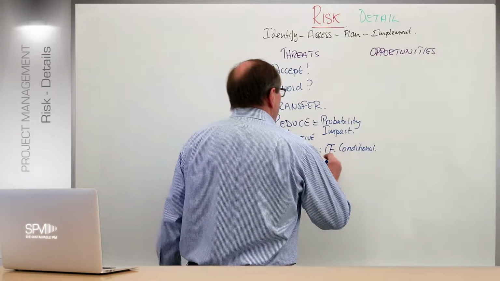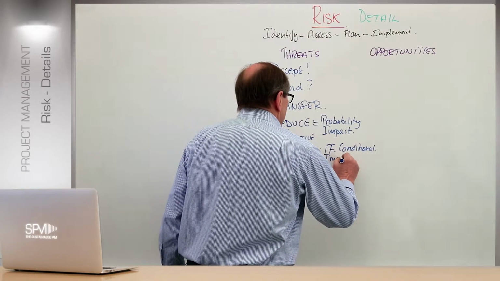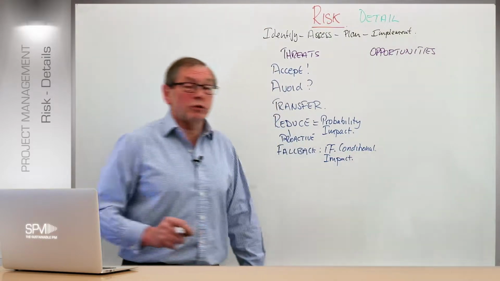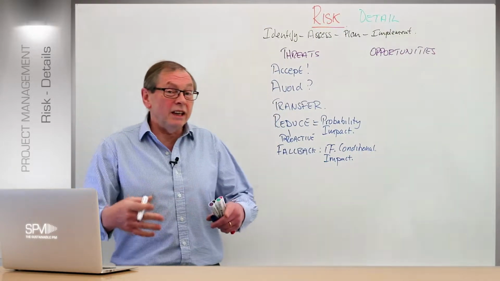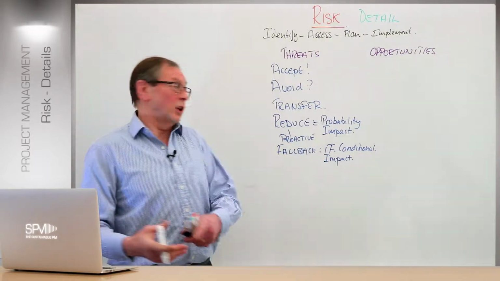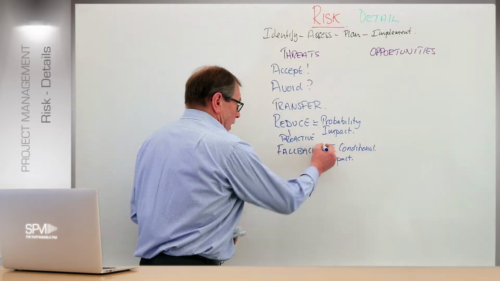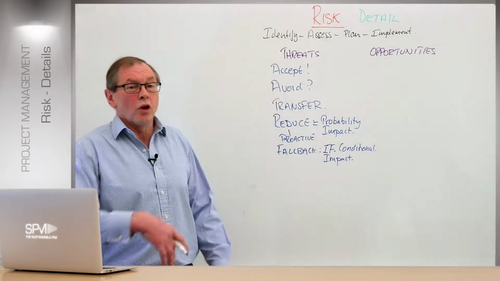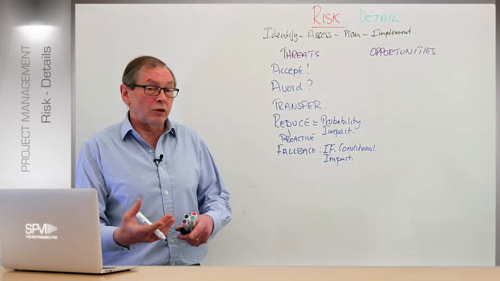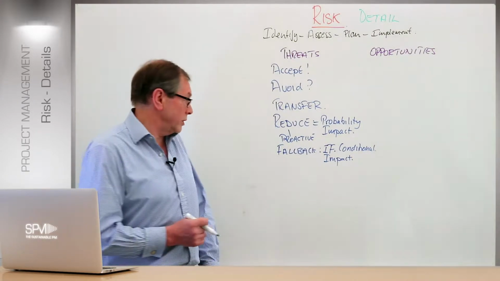Right? This only has an effect on the impact, because you don't change the probability. What it's saying is, I'll only do that if the risk materializes. So the probability is it will do itself when it's going to do itself. You're only going to put the plan in place once it's materialized, so you don't have any impact on the probability, only on the impact itself, the effect on the project.